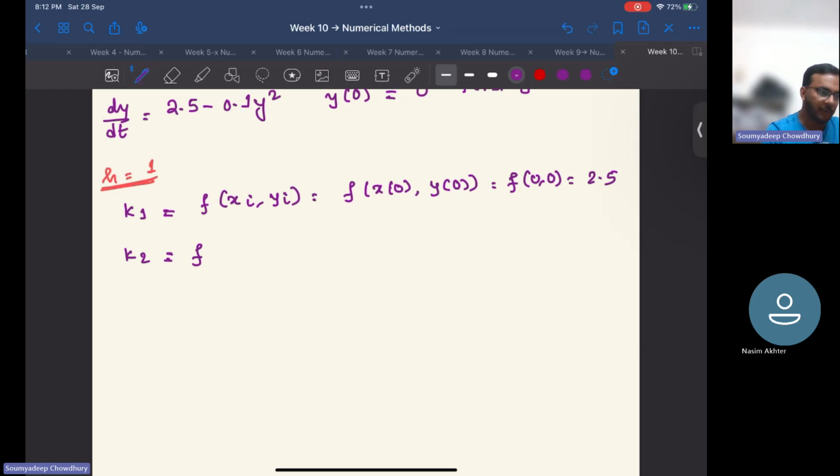K2 is f of 1, comma, rather, this is not 1. Just a second.